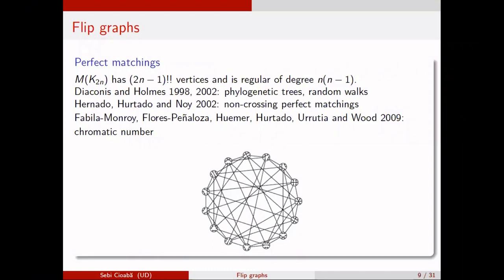And then there is this paper that was basically our motivation. There's a very nice paper by Fabila-Monroy, Flores-Peñaloza, Huemer, Hurtado, Urrutia, and Wood in 2009, in which they studied the chromatic number of several flip graphs. I'll mention the results in a little bit, but now in the picture, the graph there is the one for MK6. So you have 15 perfect matchings, and the degree is 6. It's a picture taken from the paper of these six authors.